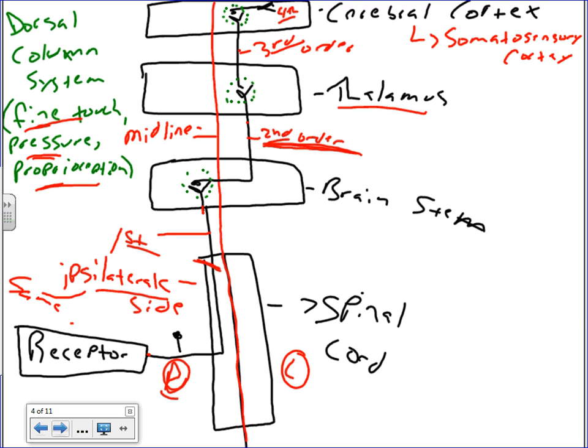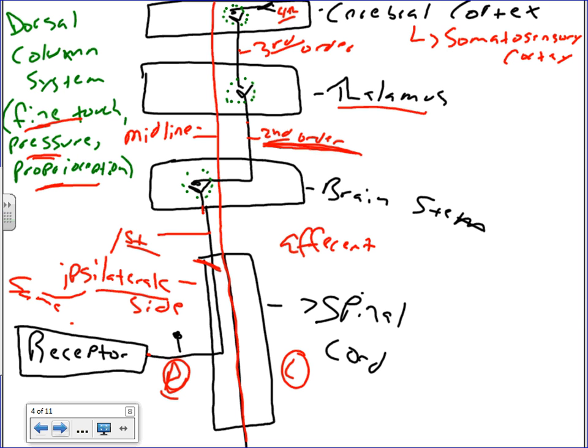That's why when someone has a stroke, for example, and they have brain damage, you see the effects on the opposite side, because all these ascending pathways, all these afferent pathways, are going to eventually cross the midline on their way to the cerebral cortex.